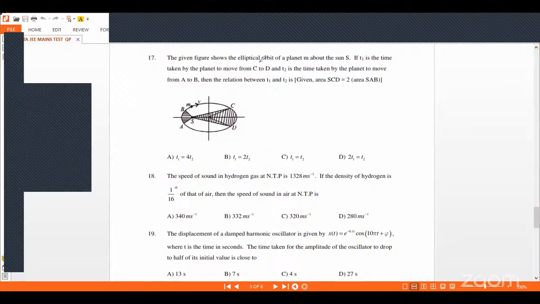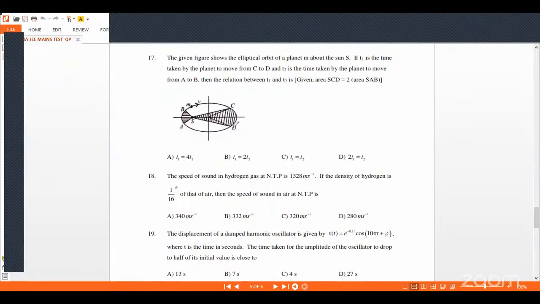The given diagram shows elliptical orbit of a planet of mass m about the sun. T1 is the time taken by the planet from C to D. T2 is the time taken by the planet to move from A to B. Then the relation between T1 and T2.